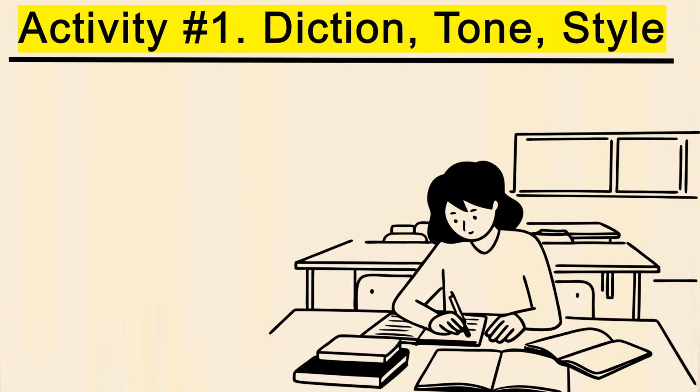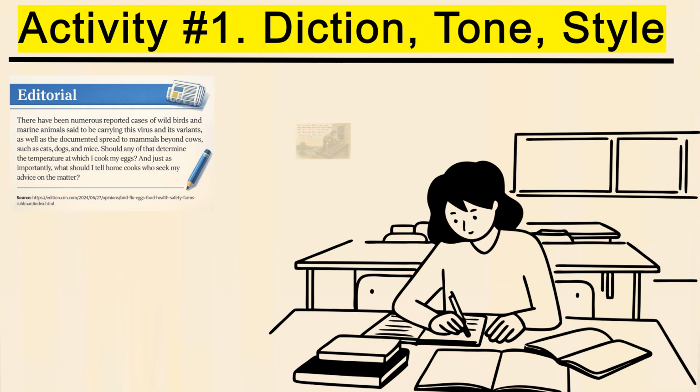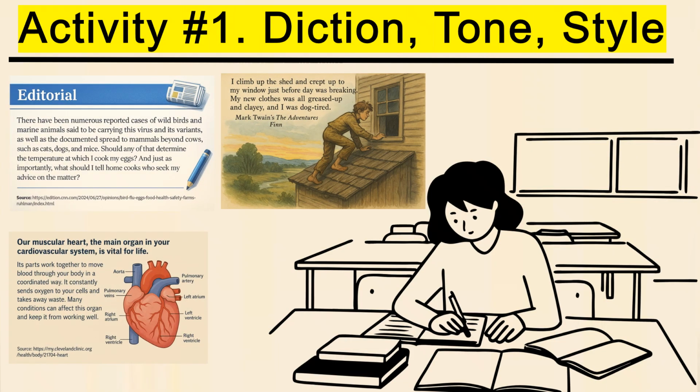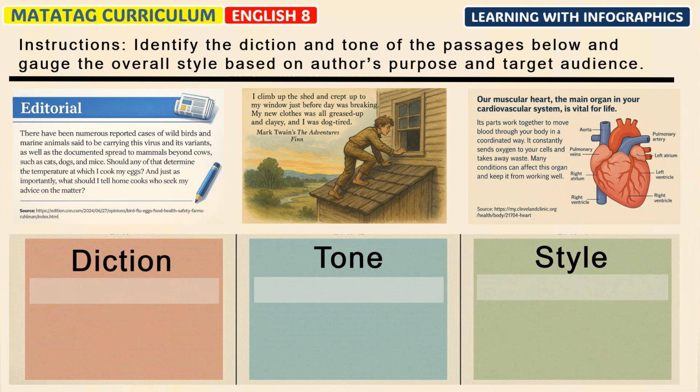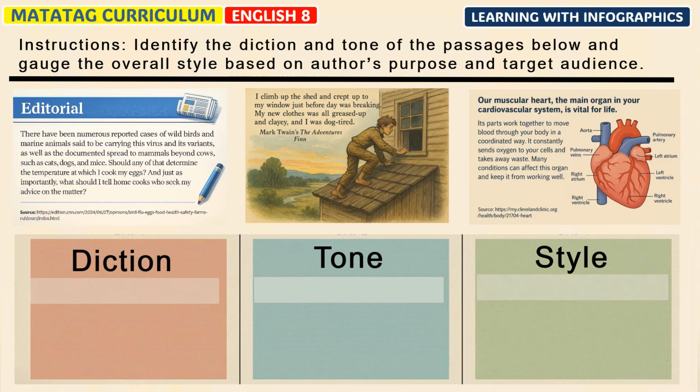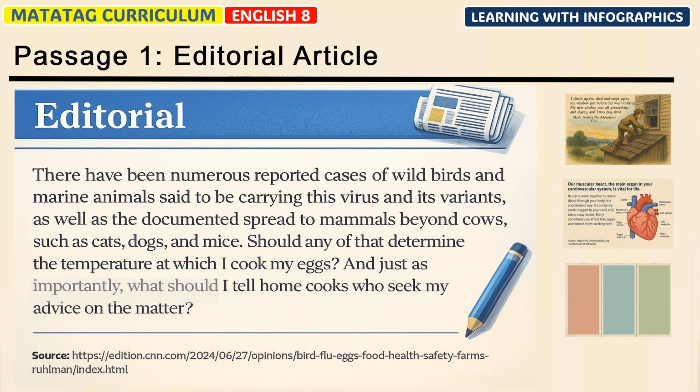Let's try different articles such as editorial, fictional, and informational texts. Read each text carefully and identify the diction and tone of the passages below. Engage the overall style based on author's purpose and target audience for each of the text. Let us read passage 1, which is an opinion article.